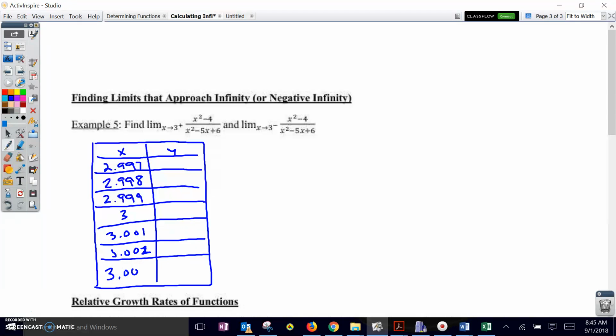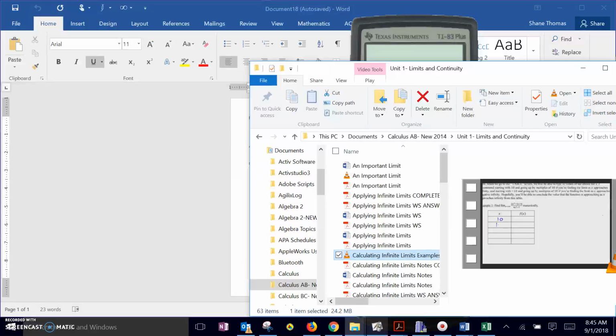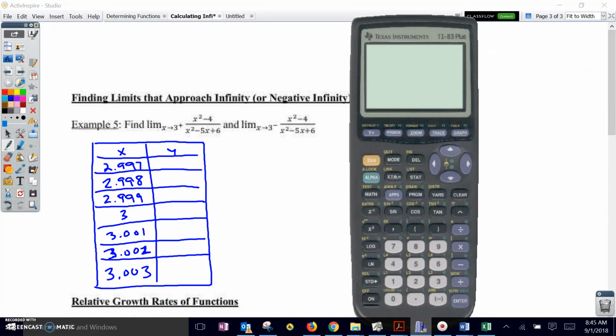Alright. And now I'm going to go ahead and type my function into my calculator. Ooh, the wrong button there. Type my function into my calculator. So I've got the quantity x squared minus 4 over the quantity x squared minus 5x plus 6. And I'm going to build my table.